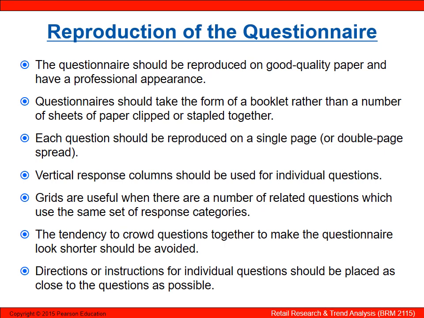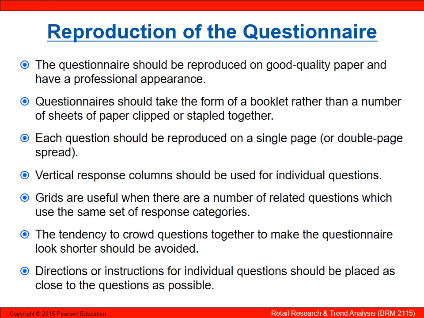Step 9. Reproduction of the questionnaire. How a questionnaire is reproduced for administration can influence the result. For example, if the questionnaire is reproduced on poor quality paper or is otherwise shabby in appearance, the respondent will think the project is unimportant and the quality of response will obviously be affected. Therefore, the questionnaire should be reproduced on good quality paper and have a professional appearance.